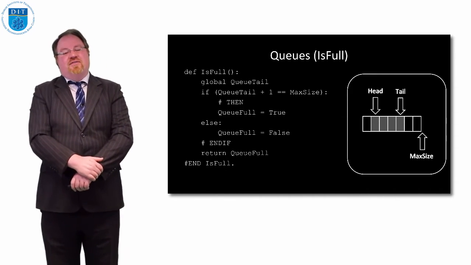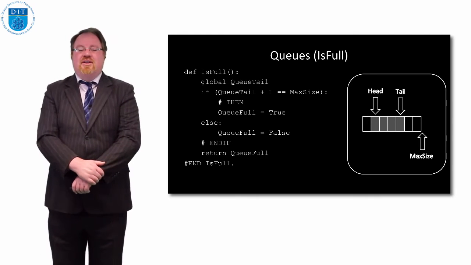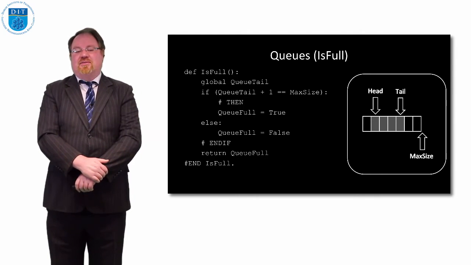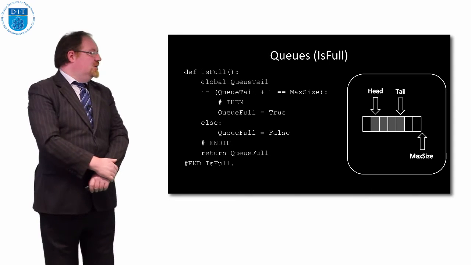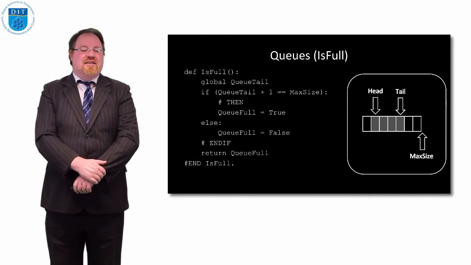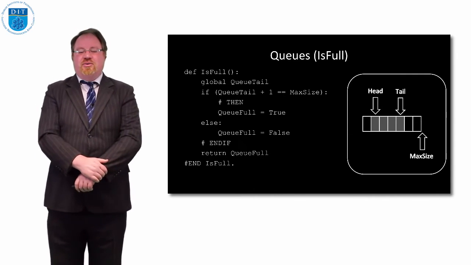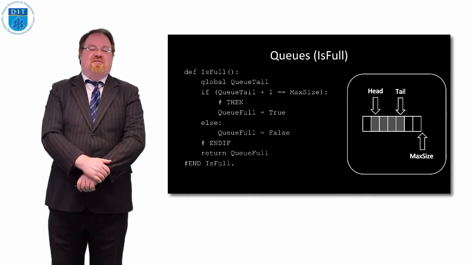How do we check if the queue is full first? The queue is full if the queue tail plus 1 is equal to max size. So we can have a Boolean variable called queue full, and it's either true or false, and we return it true if the queue is full, and we return false if the queue is not full.